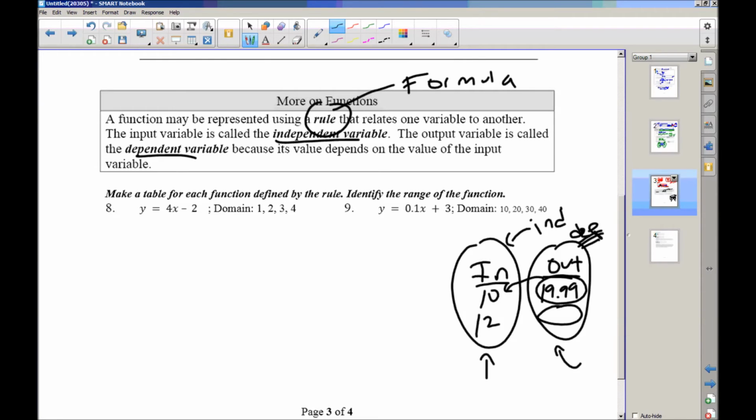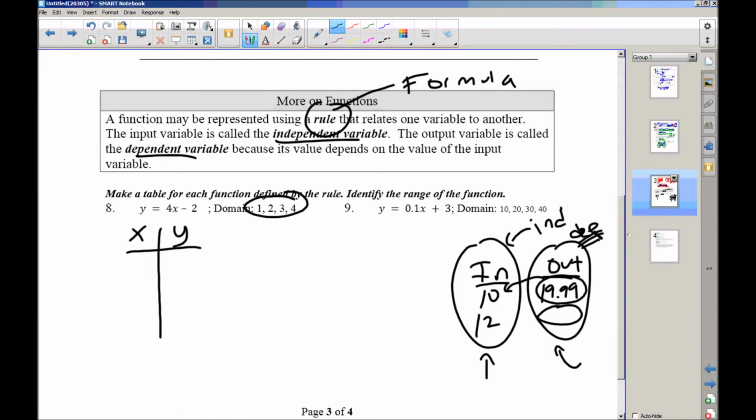Okay. All right, so for number 8 and 9, we're asked to make a table for each rule. So we're going backwards here, and we're given a domain, and we're asked to find the range for that particular domain. So here's our table.